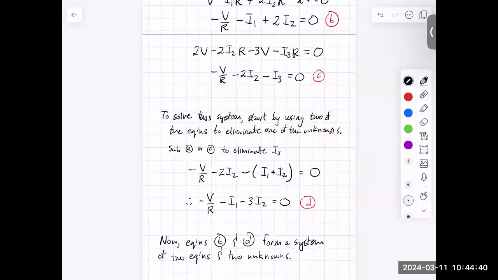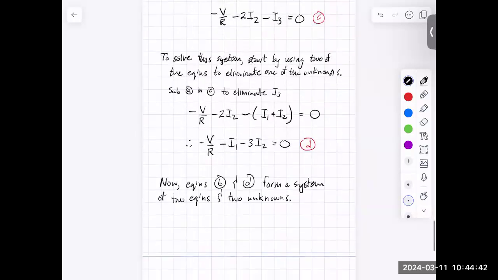So what we'll do is, it doesn't matter, we'll take B minus D to eliminate I1, and then we'll have a single equation in one of our unknowns, and the only unknown remaining will be the I2. And so let's see what happens.